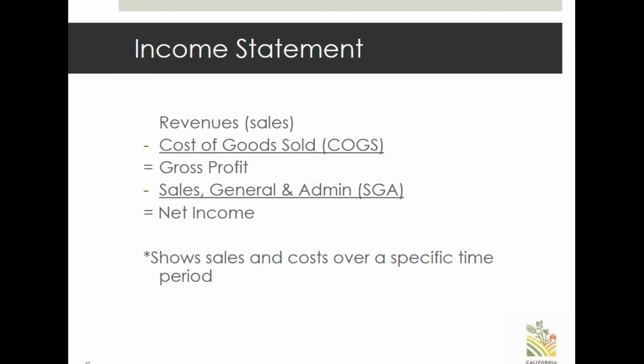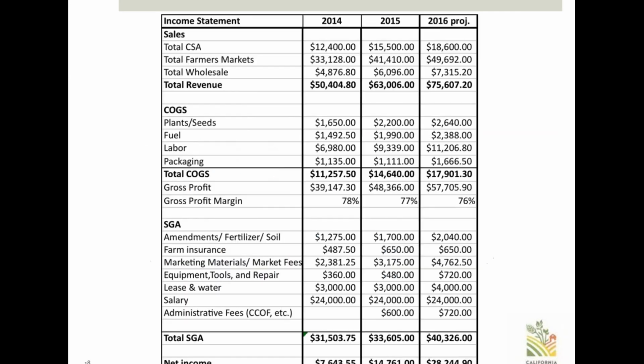Then you subtract your sales, general, administration, or SG&A costs, and you end up with a net income. And net income is all the money you have left over after operating your business that you can then spend on potentially purchasing equipment, paying taxes, paying owners, and other types of payouts that way. So this is what an income statement looks like to give you a general sense of it. This is showing you 2014 and 2015 annually, and it also shows projections for 2016.